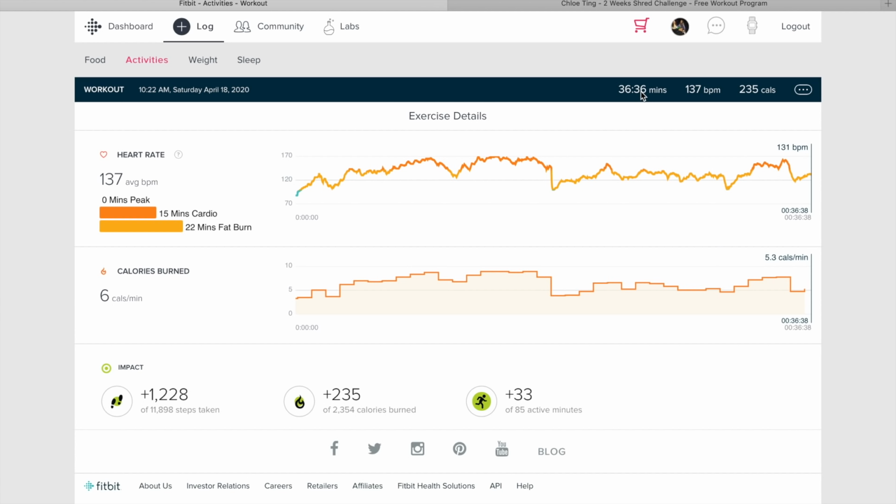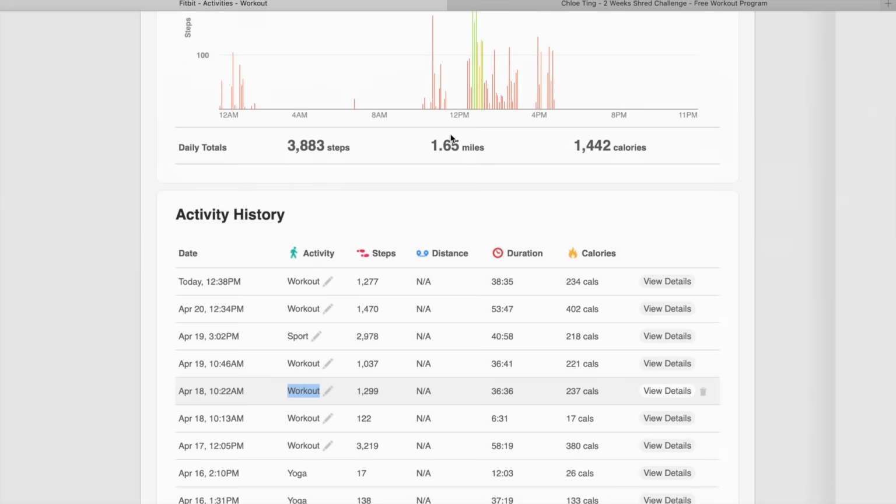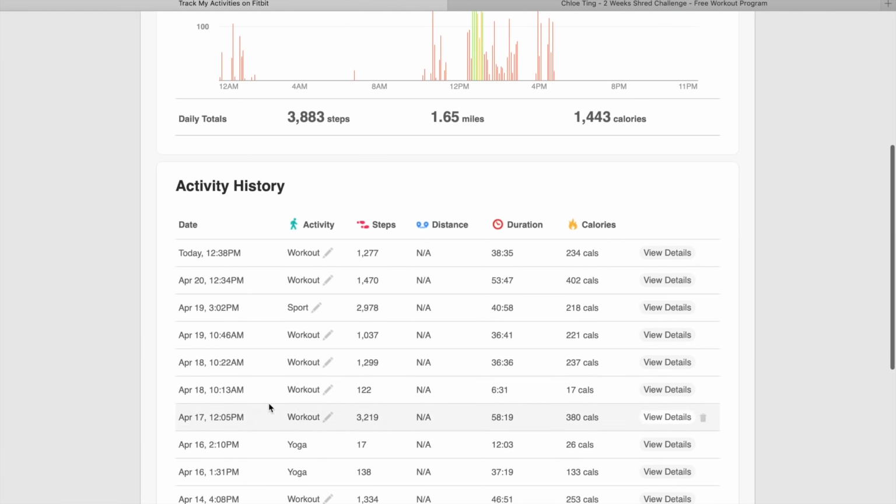So this says 36 minutes, and this says I burned 235 calories. So like I said, I added in 10 minutes at the end of additional workouts because I didn't burn enough calories. So that's day one. Now we're going to go to day two.